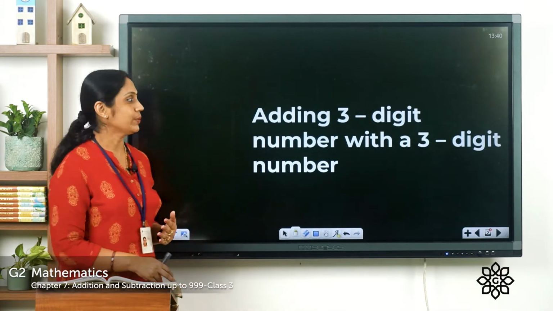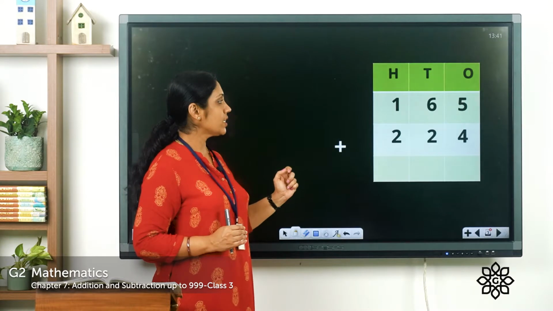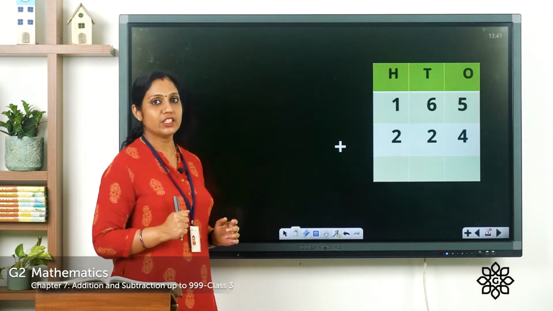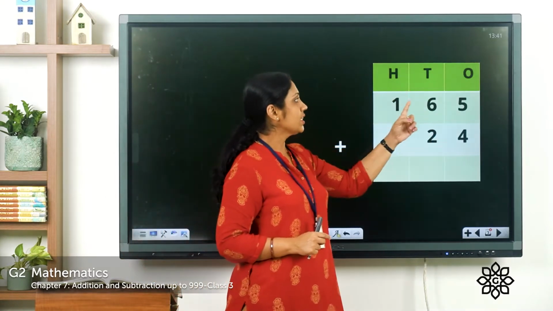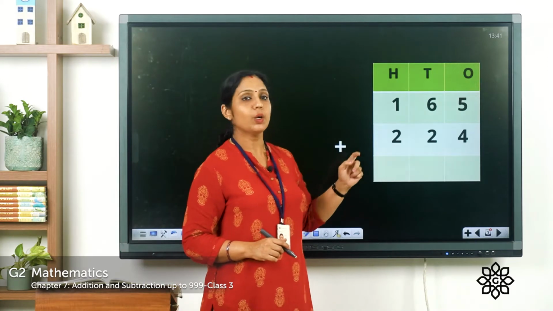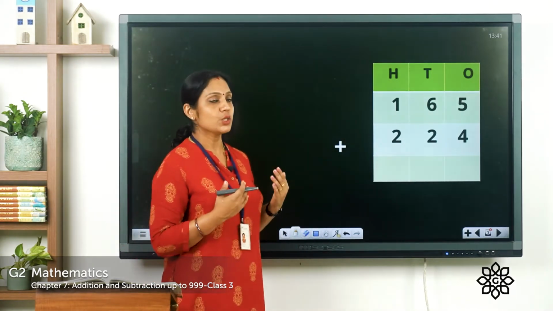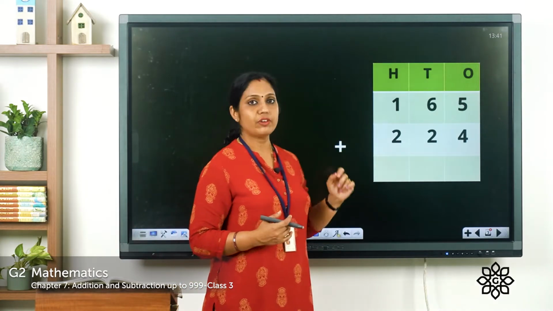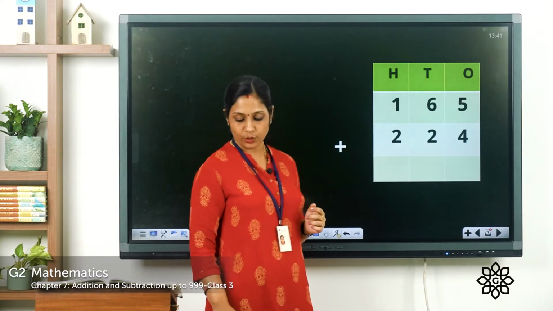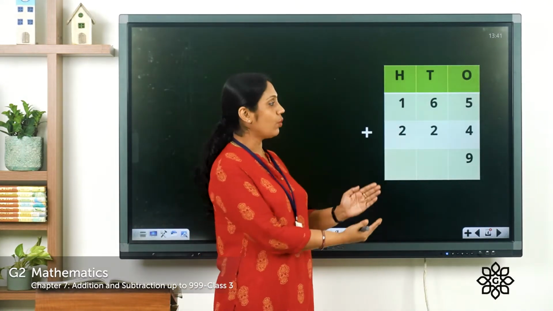So let's get started. Here we have the numbers 165 plus 224. Look at the numbers. We have 3 digits, that is ones, tens and hundreds. Here we are going to add a 3-digit number with a 3-digit number. First, let's start from the ones place. In the ones place we have 5 plus 4. How much is 5 plus 4? It is 9. So we'll write down 9 in the ones place.